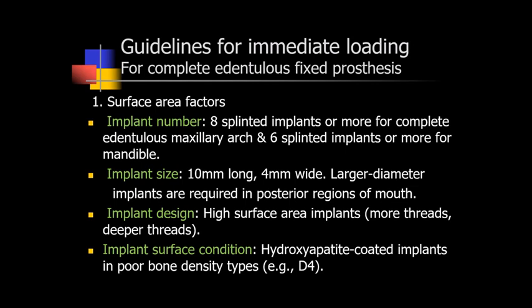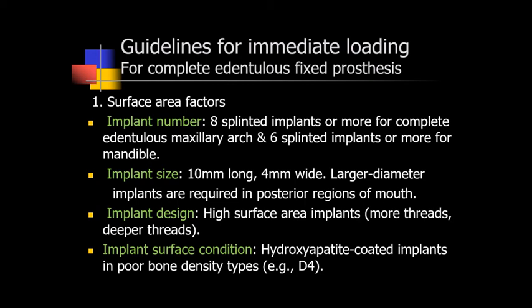So these treatment plan guidelines should reflect methods to reduce stress and also microstrain at the developing interface. So as we have already discussed, first is the surface area factor, under that comes the implant number. So 8 splendid implants or more are suggested for completely edentulous maxillary arch, and 6 splendid implants or more for mandible. So more implants are required if the density of the bone is less or if force factors are greater, like in case of parafunction.